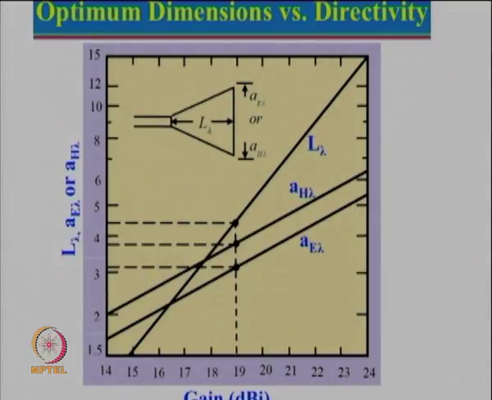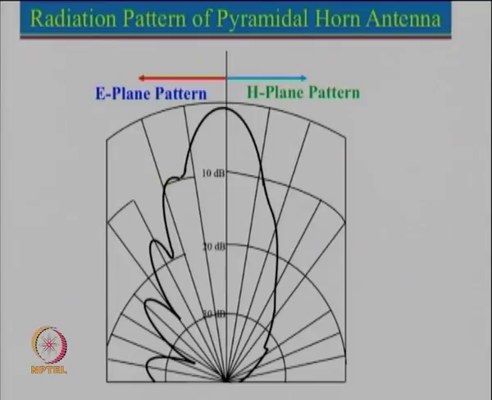And if we look at the result of these things, here is one of the radiation patterns of a pyramidal horn. What it shows is that this part here shows the H plane, but this will be symmetrical on this side. Just to save space, only half the portion is shown here. And this is the E plane pattern, which is shown over here.